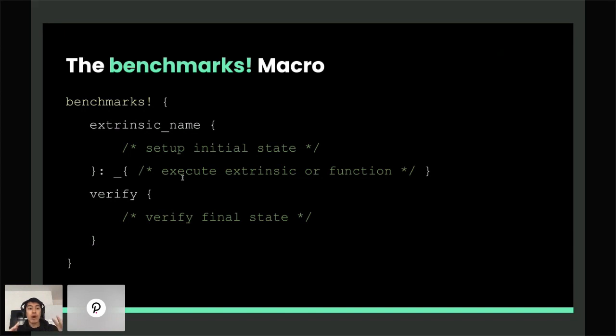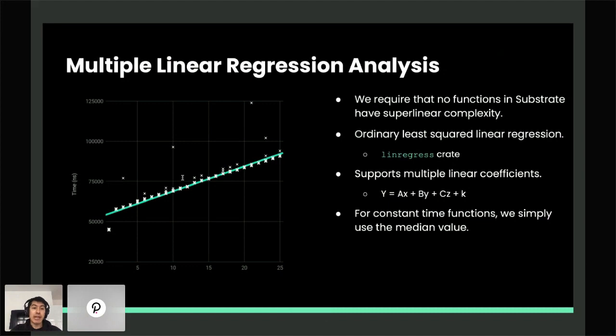And when you write these benchmarks, we directly integrate into the rest of the system to be able to run these benchmarks through our Frame benchmarking platform. So built into this platform is also this multiple linear regression analysis. One of the assumptions we make on top of Substrate is that none of the extrinsics actually have superlinear complexity. We assume that everything is of linear time or less.